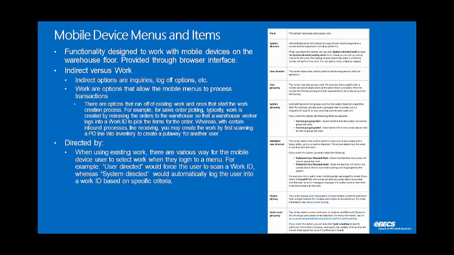When you're setting up the mobile device, you really have one of 2 decisions to start. You have what's called indirect, which are indirect activities that you do in the gun. Inquiries, for example, looking up on hand of an item, looking up locations, looking up a display of open work. So you're not actually processing anything, you're really just looking to find information. Log off, for example, adding the log off button would be an indirect option in the mobile device.